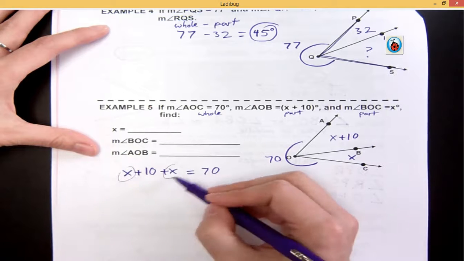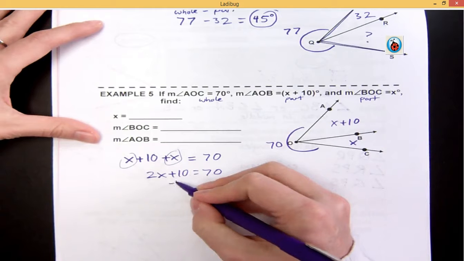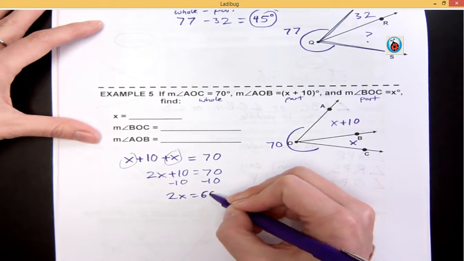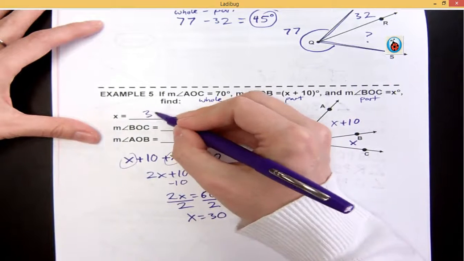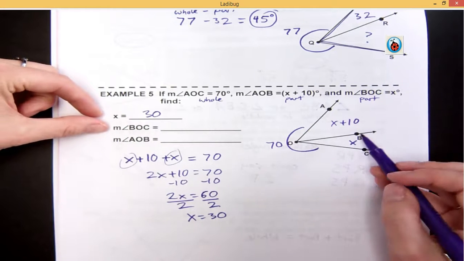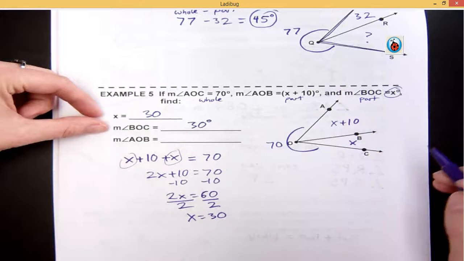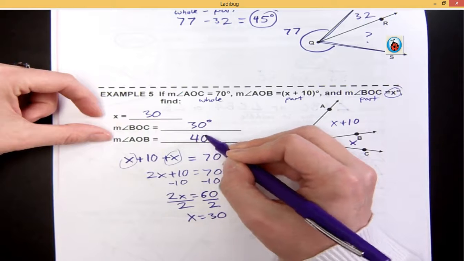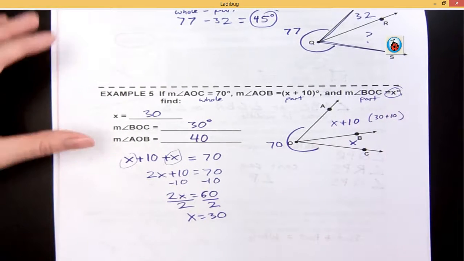And then I do the math to solve it. So combine like terms, 2x plus 10 equals 70. Subtract the 10 from both sides of the equation. 2x equals 60. And divide by 2 to get x equals 30. Then it asks me to plug it back in. So BOC is just x, and so the answer is just 30 degrees. AOB is x plus 10, and so that gives me 40 degrees. Just 30 plus 10.